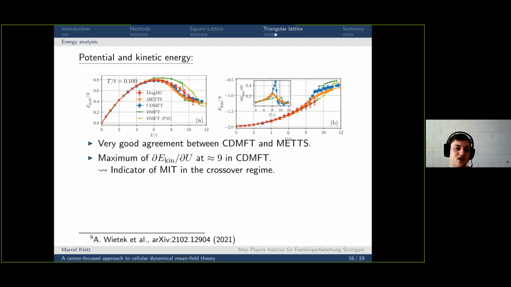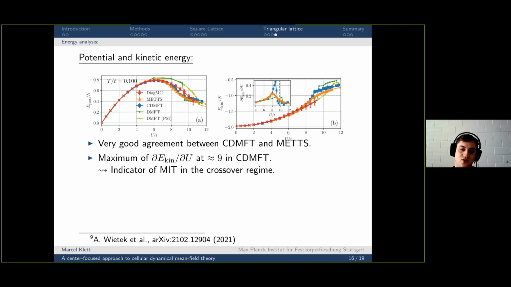And for the same parameters and for the same model, we see that in both cases, so for the potential and kinetic energy, we see a very nice agreement overall. In fact, I would say in the potential energy, the agreement between CDMFT and METTS is actually very, very nice. Whereas in the kinetic energy, we see some differences, but we also have to keep in mind that in CDMFT, we restrict ourselves to paramagnetic solutions. So that's why this difference comes into play.